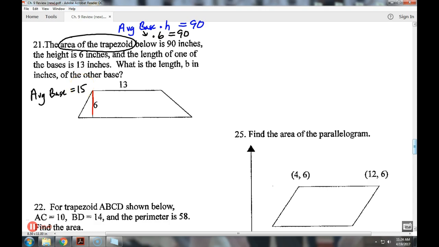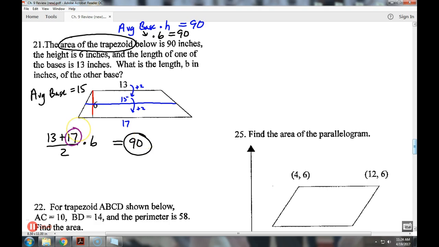So if the average base, the middle base, is 15, then it looks like the other base went up by 2, so I've got to go up by 2 again. The other one must be 17. And if you want to double check it using the formula, base 1 plus base 2 chopped in half times the height, I think you will find that it does check out to be 90. So 17, I believe, is the correct answer for that problem.